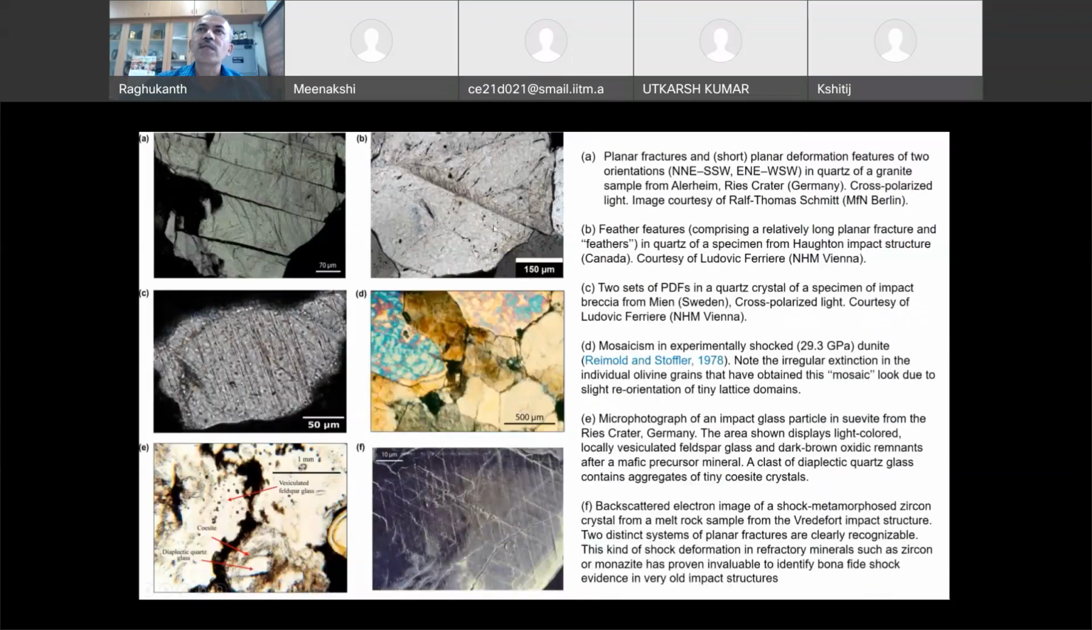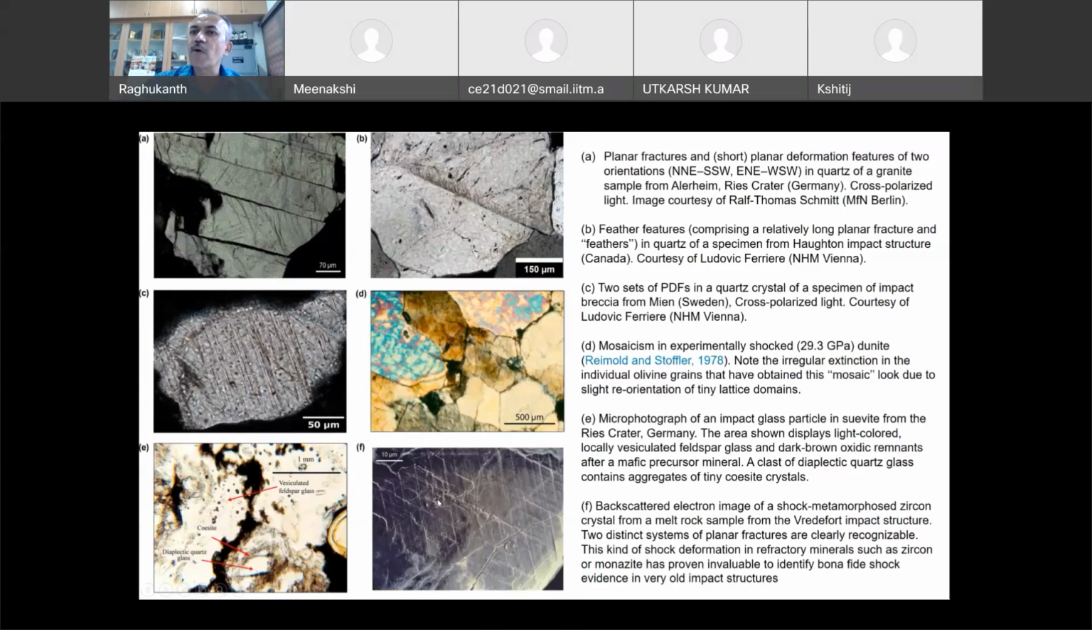So these are some of the things, like you can see right here, A and B, these type of planar fractures. At impact sites you will find these type of things in quartz, in granites. And this is what they call feather features. This has been observed in an impact structure in Canada. Then you can see, these are all planar deformation features. This is a quartz crystal in Sweden that they have observed. And then this is an experiment they have done. So you can see these type of features in a region.